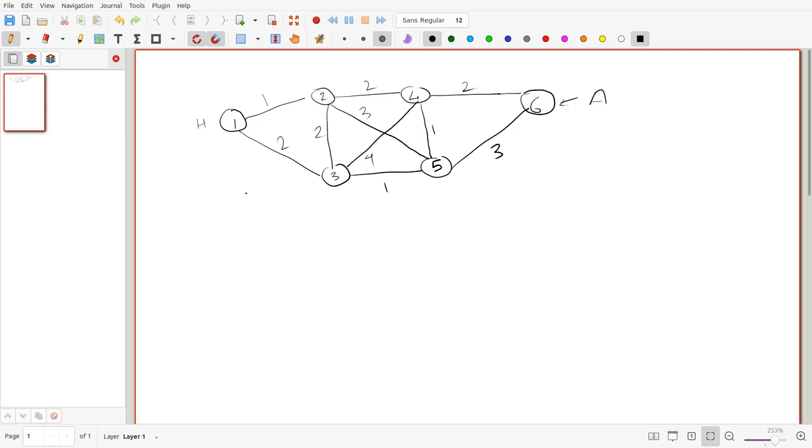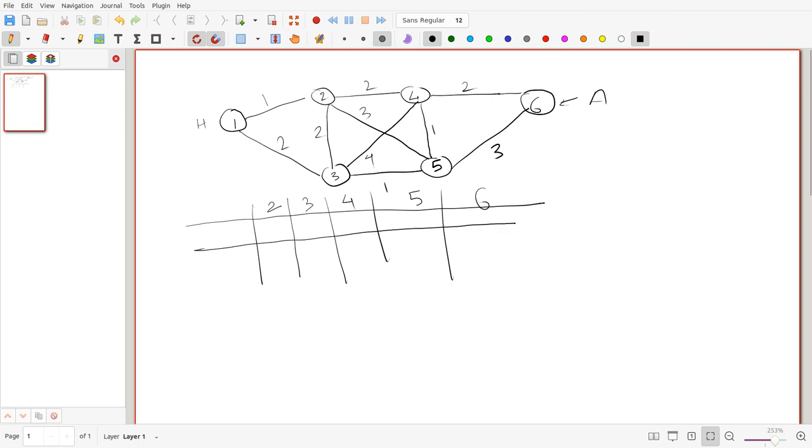So, let's systematically start writing it down. Remember, we are always starting at 1. I'm going to tabulate all the nodes, or all the intersections in this case. I'm not writing 1 because that's the implied starting point. 2, 3, maybe I'm going to write 5 here a bit far away, and 6. So these are all the nodes in my graph. And let me create a row for this table. So here I'm going to say one hop.